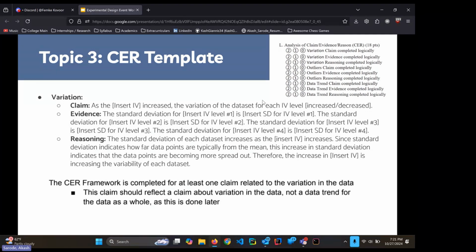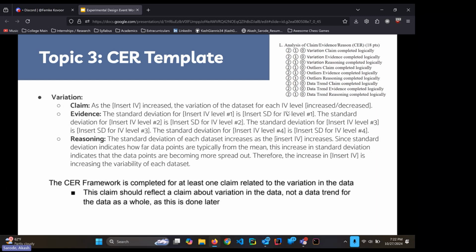And something that my partners and I did a lot in high school was we just had a basic template for each of these three CRs. And whenever we were competing in an invitational, we stuck to that same template and just replaced values based on what the experiment was. So for variation, the template that we did was basically we looked at how the variation of each data set for each IV changed as you increase the independent variable.